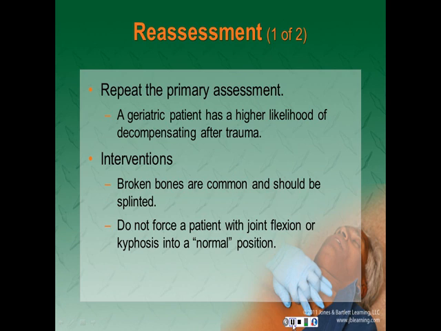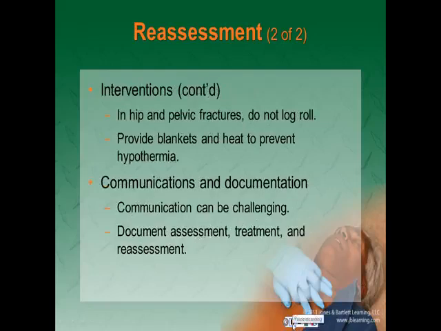Broken bones are common and should be splinted in a manner appropriate to the injury. Effective application of conventional splints and backboards may be difficult or impossible unless a large amount of padding is used. Trying to force a patient with pronounced joint flexion or kyphosis into a normal anatomic position can be painful for the patient and frustrating for you, so we should not force. In hip and pelvic fractures, do not log roll the patient. In general, padding should be done for comfort and to help decrease the likelihood of decubitus ulcers forming. Provide blankets and heat to prevent hypothermia.